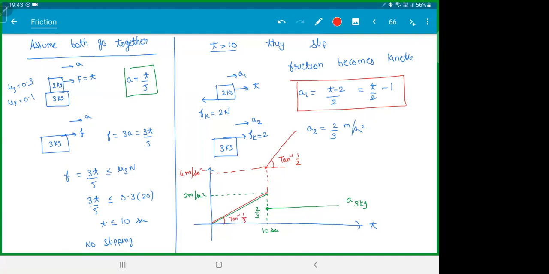Please check how I wrote this. Because after 10 seconds, think about it, the maximum friction value was 4 newton, 6 newton, and suddenly it became 2. The blocks will feel a kind of jerk. The 3 kg will suddenly decelerate, whereas the 2 kg will suddenly jump up in acceleration. This is the acceleration of the 2 kg. Please check, it's a good one. Graphs will have a gap in this.